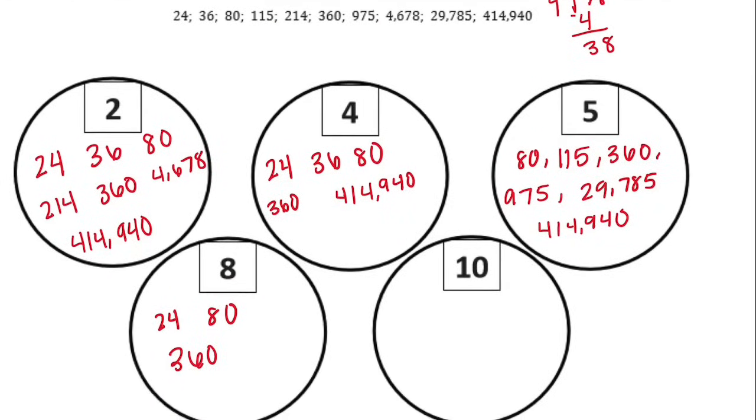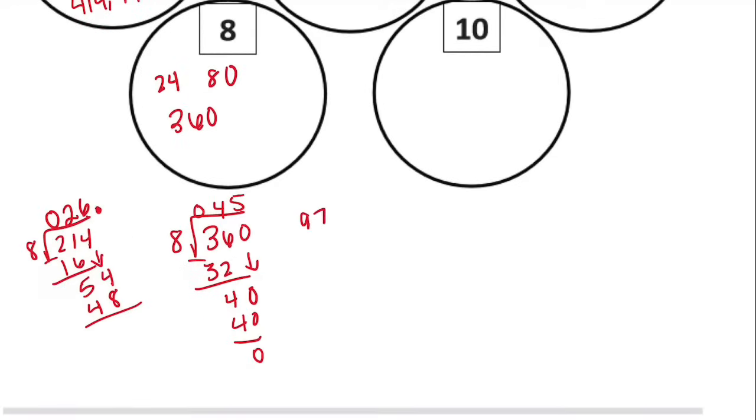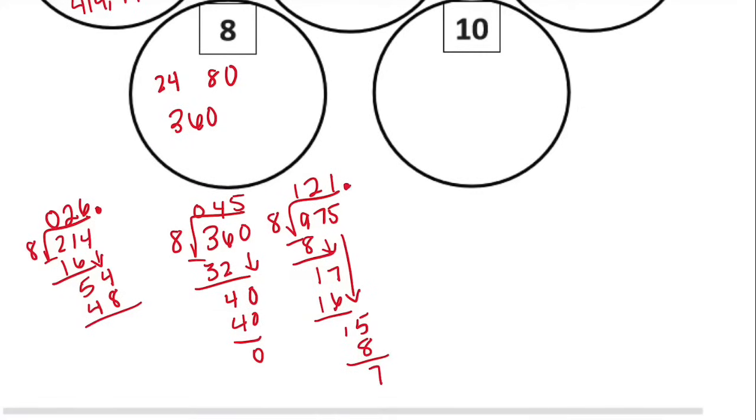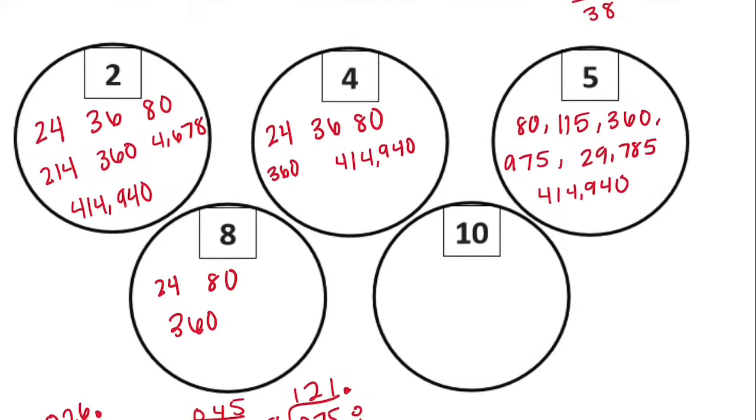975. Let's see. 8 goes into 9 one time. 8 goes into 17 twice. 8 goes into 15. Twice would be 16, so only once. And our decimal point is going to be right there. We have a remainder and we have to keep going. So it's going to have a decimal. So I'm just going to move on.